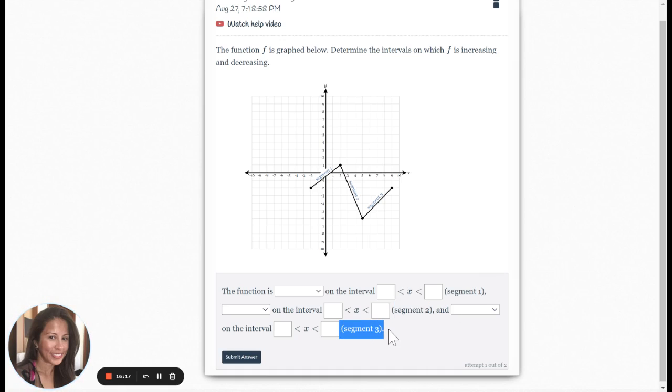So in this paragraph down here, I need you to classify what's happening with each of the segments from left to right. So the first segment we said was increasing. The second segment we said was decreasing. And the third segment we said was increasing.